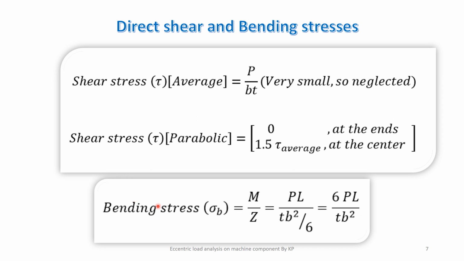So already we have found the bending stress, that is sigma b equal to M divided by Z, where M is the moment and Z is the section modulus. The moment here is the couple about the y axis, that is P into L, and the section modulus, again about the y axis, is TB square by 6. So the net value of the bending stress is 6PL divided by TB square.